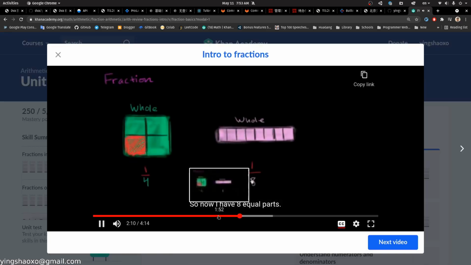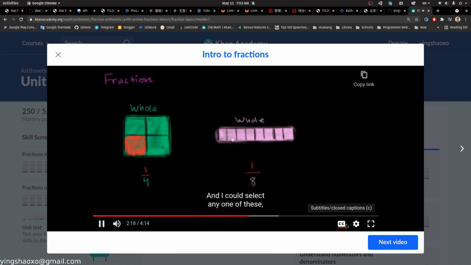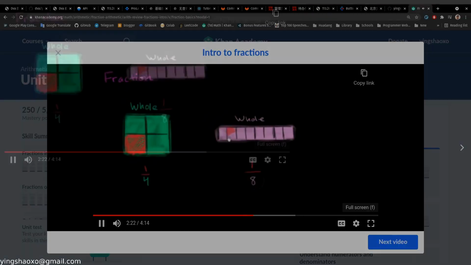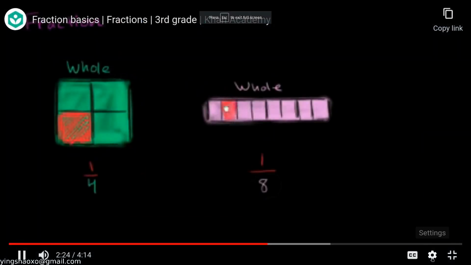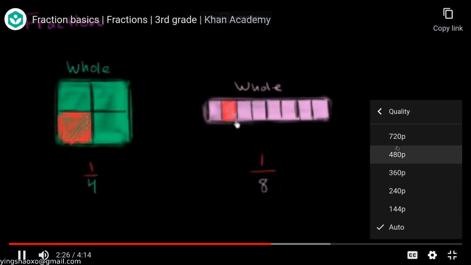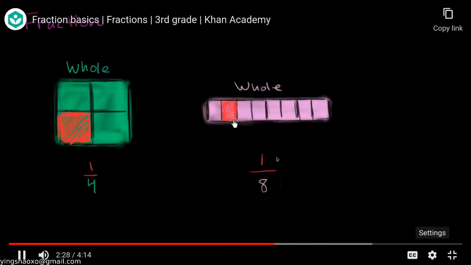So now I have 8 equal parts. And now I'm going to select exactly one of them, and that'll represent 1/8. I could select any one of these, but I'll just do this one to show you it does not have to be the first one. So once again, this square right over here that I'm shading in red represents 1/8 of the whole.